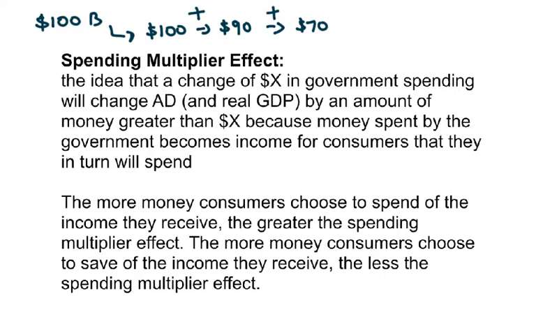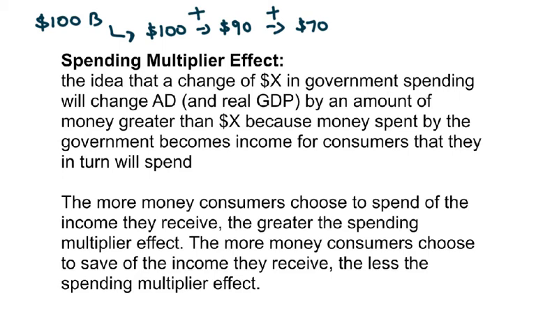And like I said earlier, the more money consumers choose to spend of the income they receive, the greater the spending multiplier effect. But the more money consumers choose to save of the income they receive, the less the spending multiplier effect. So in other words, if you're the government and you don't want to spend a lot of money to close gaps, or decrease spending to close gaps, because this can work the other way too, it can work to close inflationary gaps by reducing spending, you want consumers to spend a lot of money. You want consumers not to save their money so you can get the biggest bang for your buck. That's what we're talking about here.